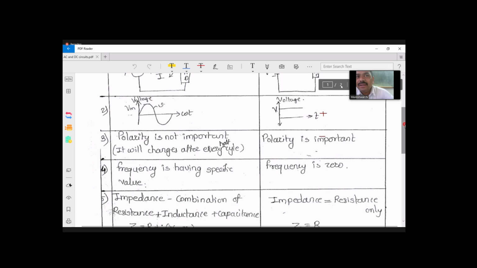Within 1 second, 50 such cycles are completed. That's why we can say the frequency is 50 hertz, or 50 cycles per second. So that is the meaning of frequency having a specific value. In India, this frequency is 50 hertz.